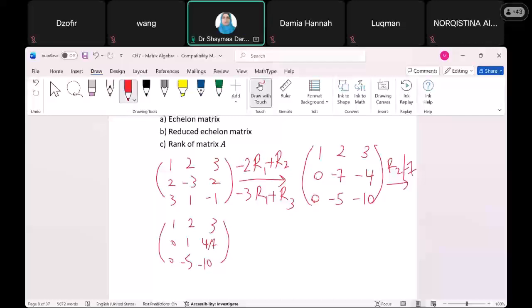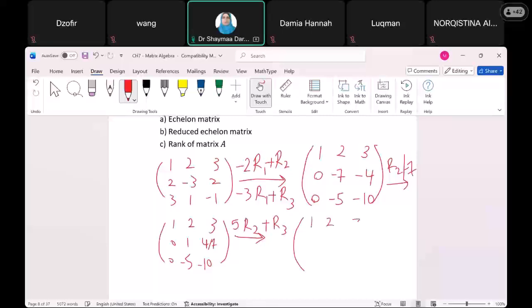Now below the leading 1 should be 0. That means I have to convert the minus 5 here to 0. To convert this one to 0, you need to use this leading 1, because below it should be 0. So use the same leading 1. I have minus 5, multiply this leading 1 by 5. So I need to multiply the second row by 5, adding to the third.